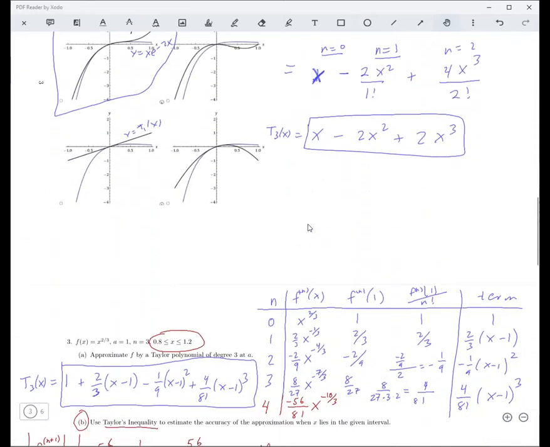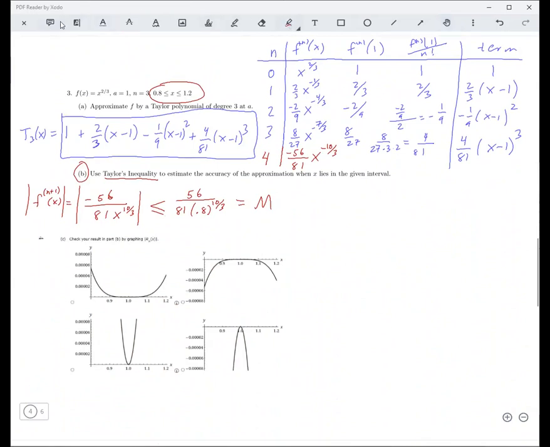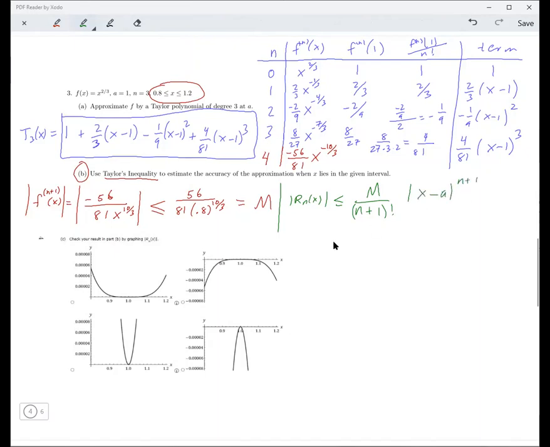Okay. So that we go to the next stage, and that is R sub n of x is less than or equal to M over n plus 1 factorial times x minus a to the n plus first power. Now, that M is this right here. N plus 1 is 4, okay? So that's 4 factorial there. So this right here gets made to a 4 factorial.